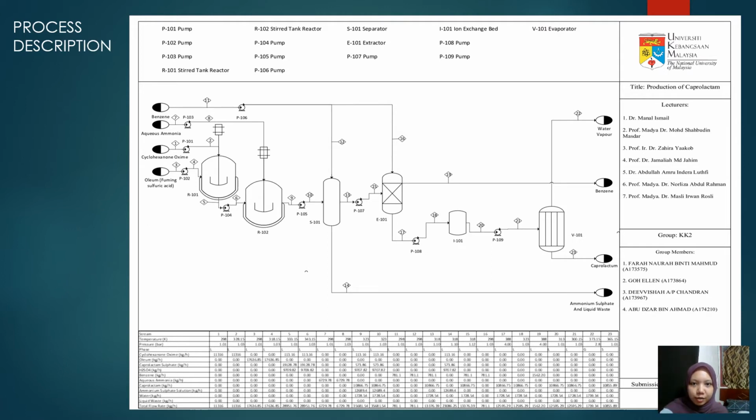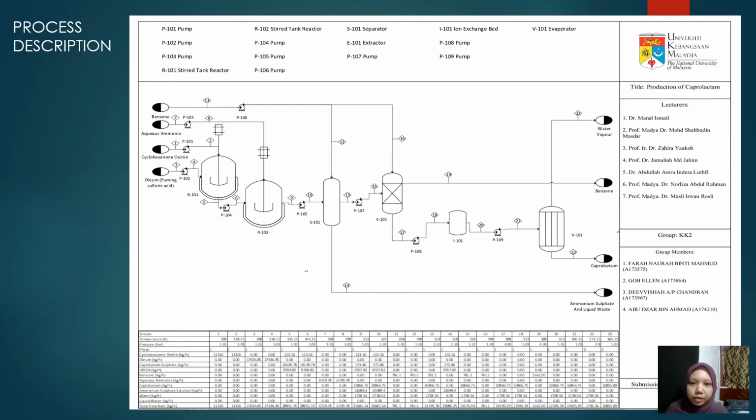Next, separation of caprolactam and ammonium sulfate salt in S101. The product enters the separator, stream 9, to be separated. The ammonium sulfate and organic substance produced in the neutralization process in stream 10 should be extracted from the lactam product. Benzene from stream 12 is added as a reagent to separate caprolactam from organic substance and ammonium sulfate. Caprolactam enters the extractor, stream 10, while ammonium sulfate and liquid waste are removed from the process through stream 4 through downstream.